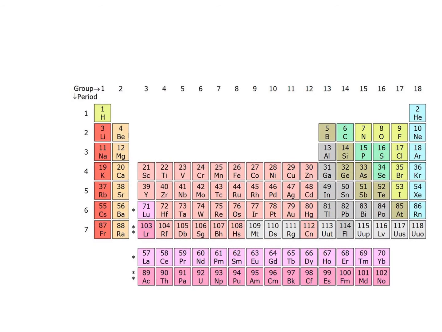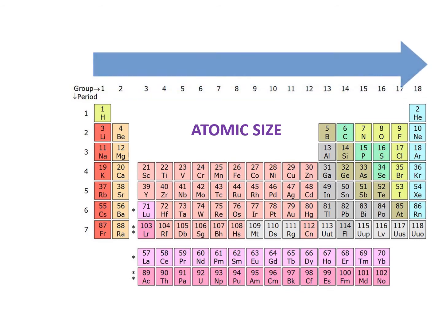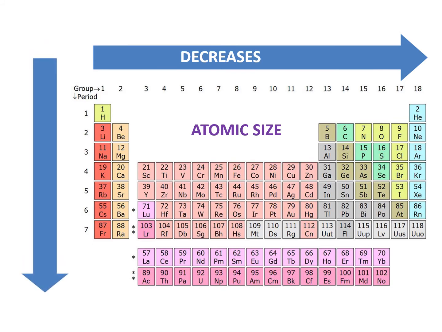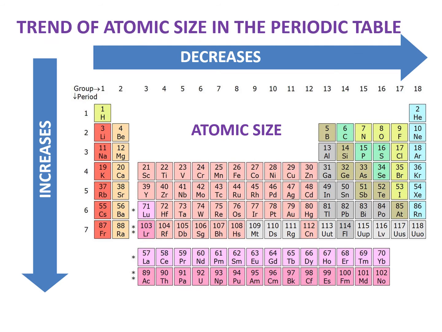In the periodic table, we can see how atomic size varies across the period and down the group. Across the period, when we move from left to right, we can see that atomic size decreases. On moving down a group, atomic size increases. This is the trend of atomic size in the periodic table.